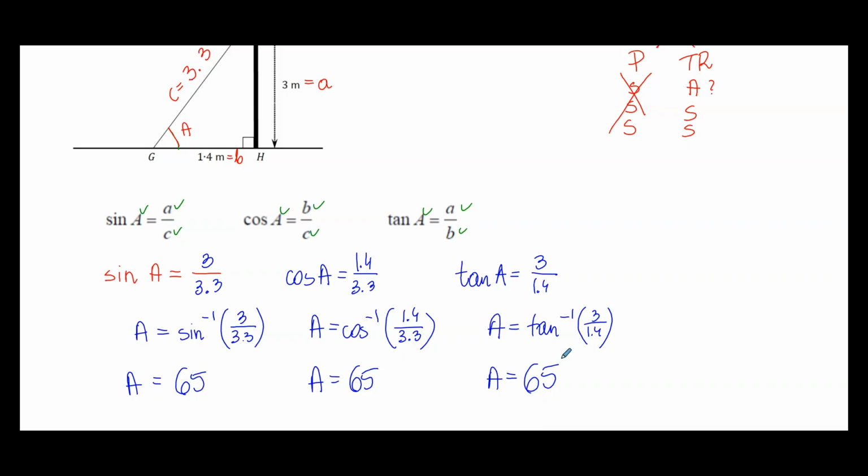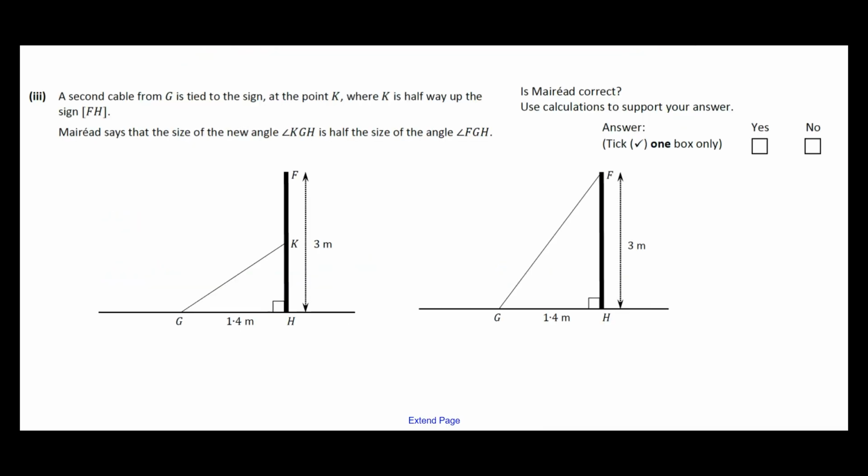Okay, let's have a look at the next part. So the second part: a second cable from G is tied to the sign at the point K, where K is halfway up sign FH. So halfway up means that it divides my FH into equal parts. So if the whole length was 3 meters, now each part is 1.5 meters long, isn't it? Since it's divided into 2.